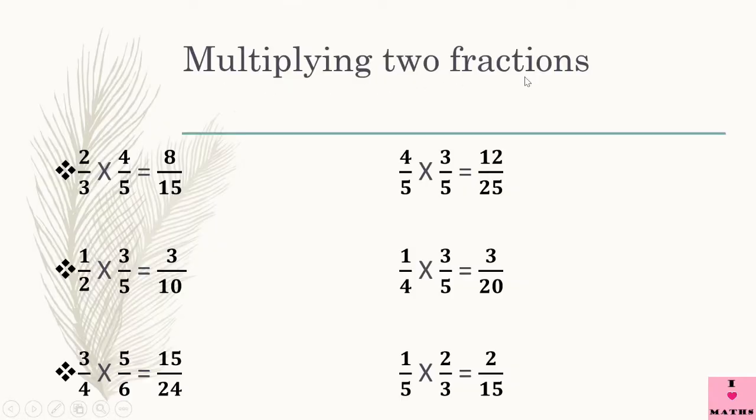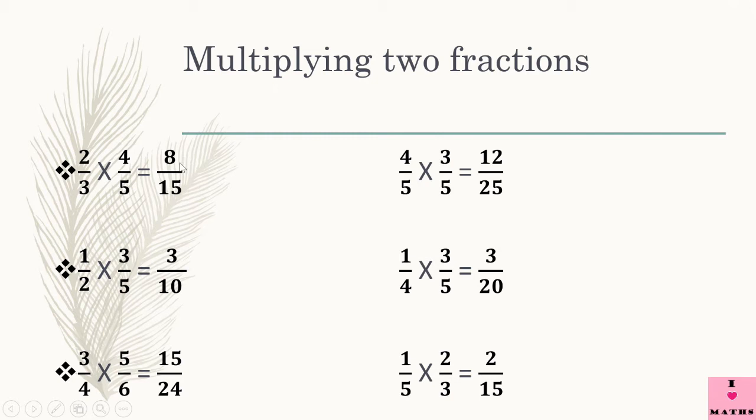Multiplying two fractions. So children, today we are going to learn how to multiply two given fractions. Let us see this example: 2 upon 3 multiplied by 4 upon 5. It is very simple, children. We have to multiply 2 and 4. 2 fours are 8 and 3 fives are 15. So 8 upon 15 is the answer.